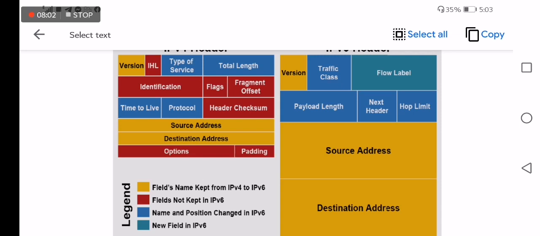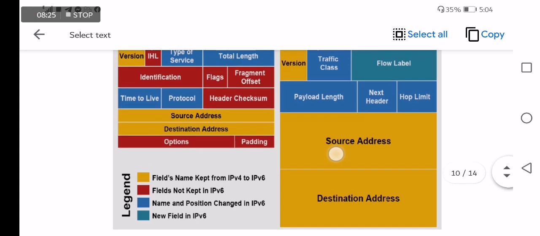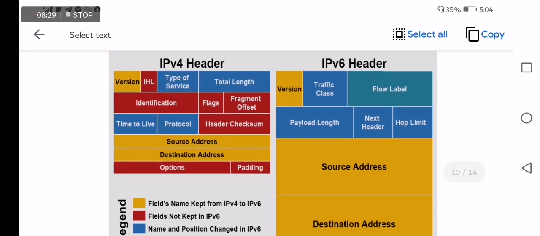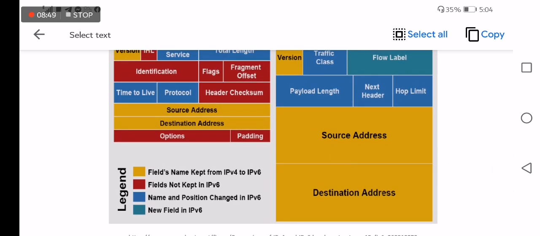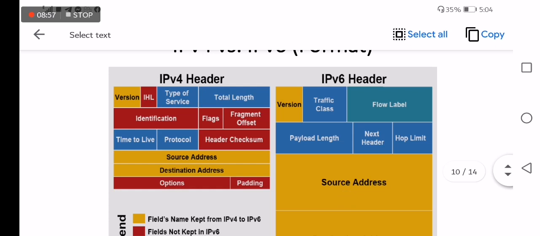The blue fields are distinguished by a change in name and position from v4 to v6. For example, type of service in v4 corresponds to traffic class in v6. The name is changed, and maybe also the position. For example, time to live in v4 corresponds to hop limit in v6. Here the name changes and the position in the sequence of fields is changed as well in v6. The last one is the new field created in v6, which is the flow label of the v6 header.